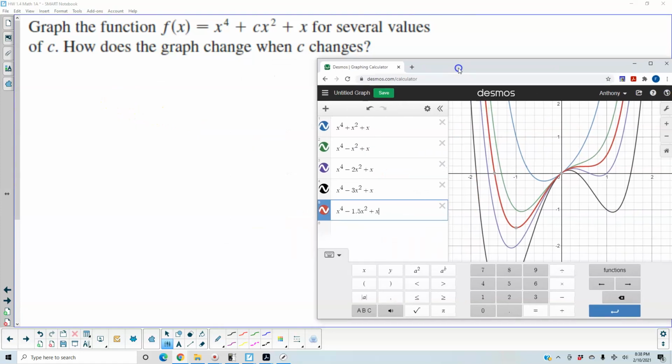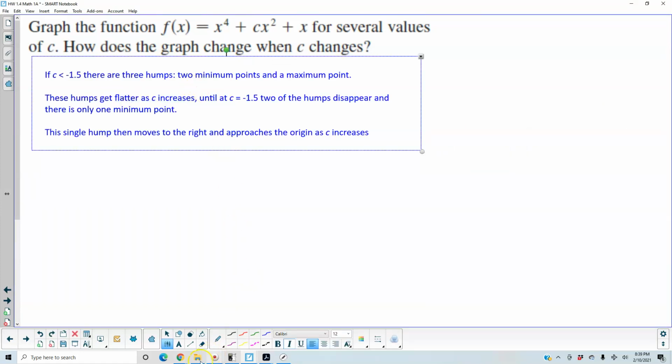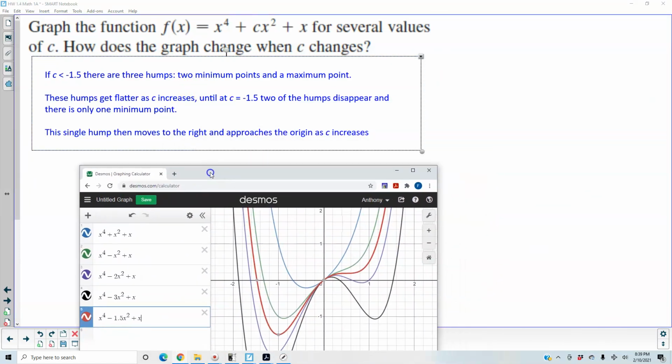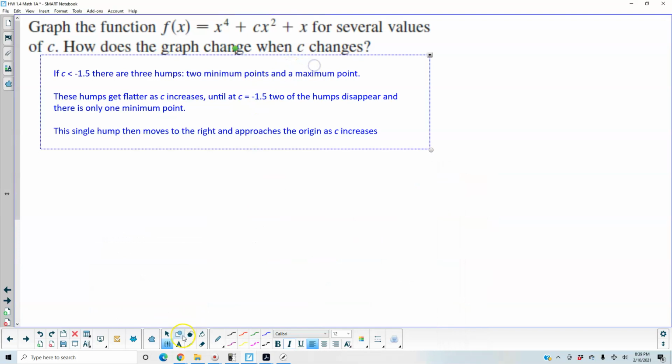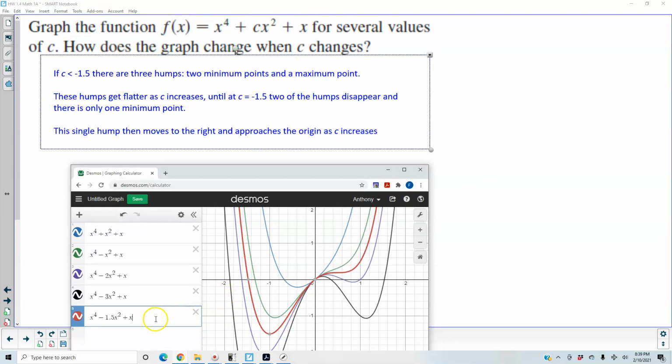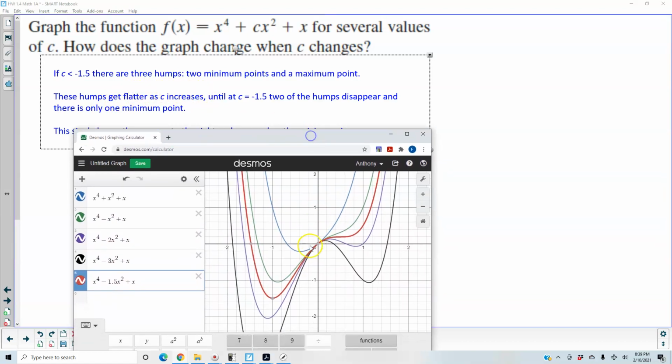So what can we say about this? Well, we could say the following. Let's take a look at the graph here. Okay, so if we take a look at the graph, we can see that if c is less than negative 1.5, then there are 3 humps with 2 minimum points and a maximum point.